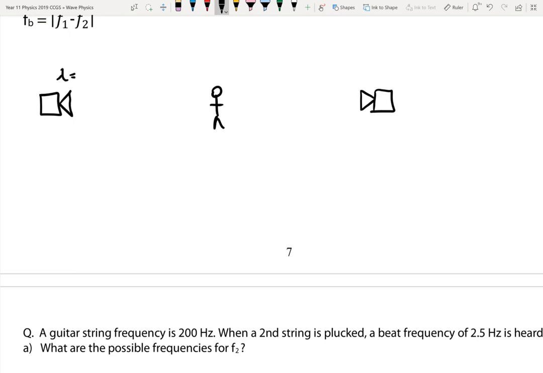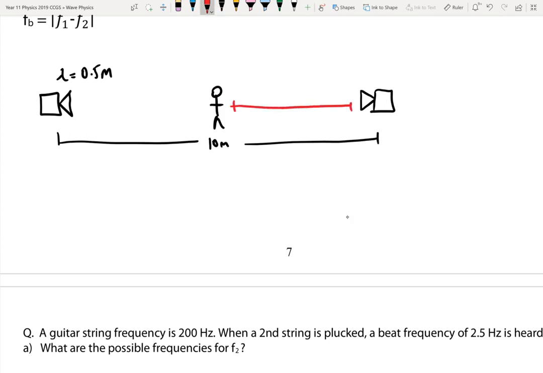Let's just say that it's pumping out a wavelength of 0.5 meters. So it's about 700 or 800 hertz, okay? Now let's say that this person is in the middle, 10 meters apart are the speakers, and so straight away each of the path lengths, L1 is 5, L2 is 5. In that scenario, there is no path difference. The path difference equals 0, okay?